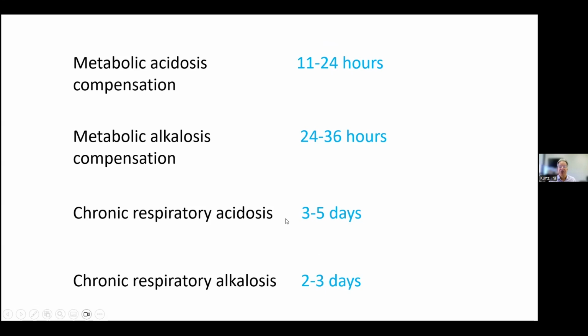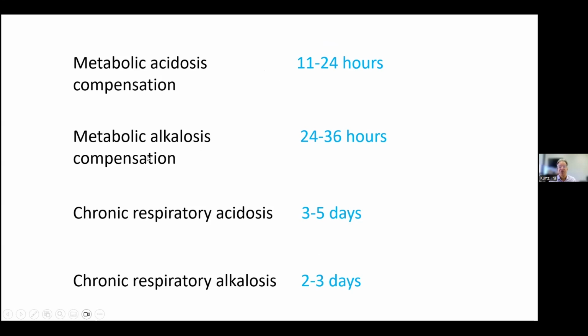Now, the other thing to realize is these changes don't occur immediately. So in metabolic acidosis, when you get the ventilatory response, you don't have a complete response till about half a day to a day later. If you come before that and get the numbers, you're not going to get the complete compensation. The PCO2 won't have gone down as much as you predict.